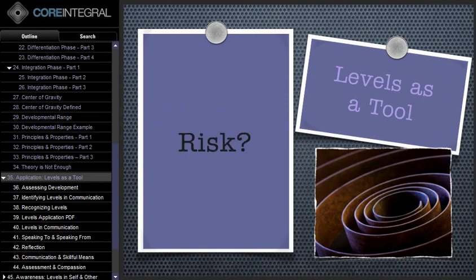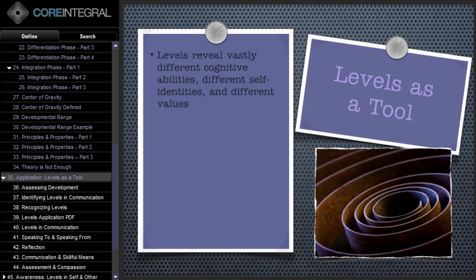Risk, you might ask, what do we mean by that? Well, think of it this way. Given your theoretical knowledge of levels and your recognition that levels reveal vastly different cognitive abilities, different self-identities, and different values, what's the first thing that comes to mind as you consider what they might be good for in application? Typically, the answer is making sense of other people's development. Perhaps even for answering the question, how developed are the people around me, those I live and work with, my friends, my family, my partner, my boss? And herein lies the risk.